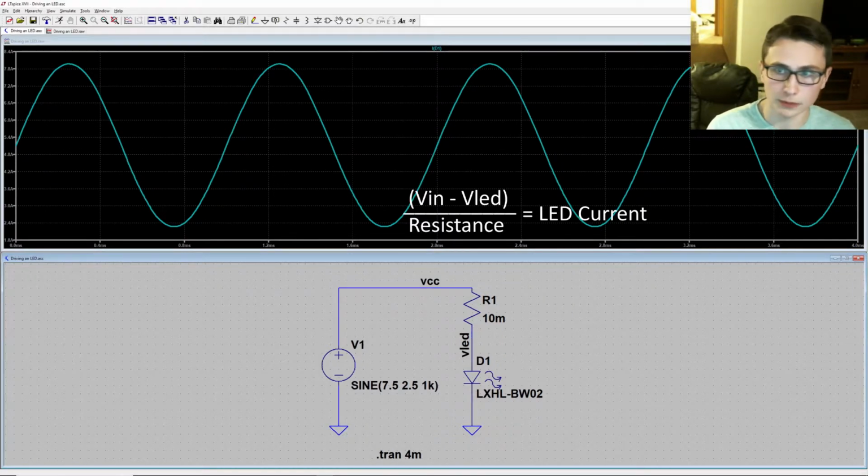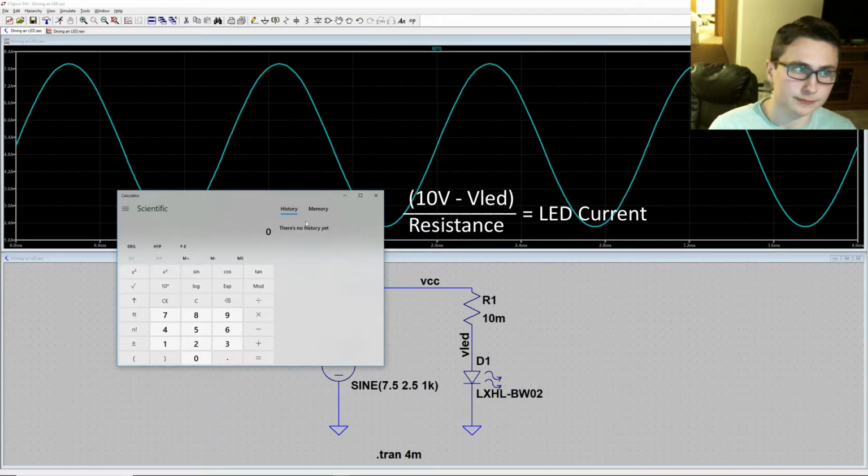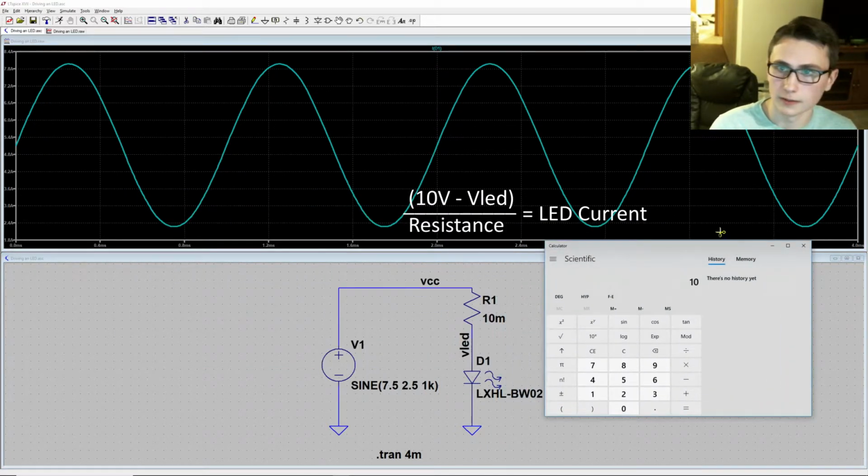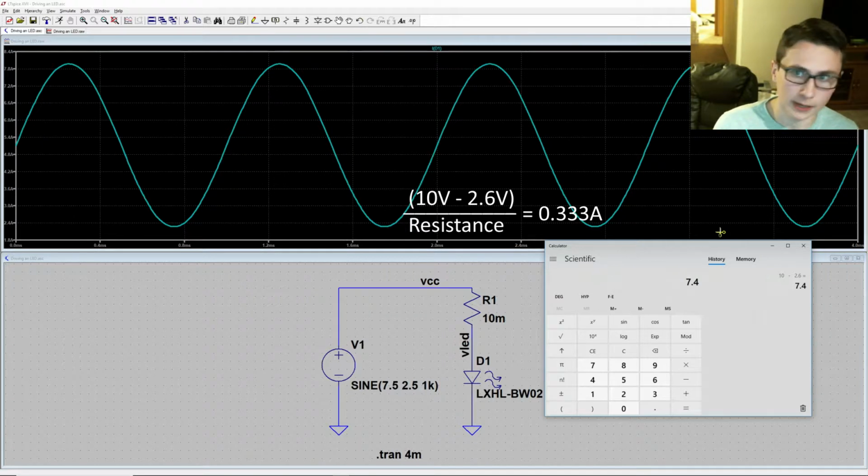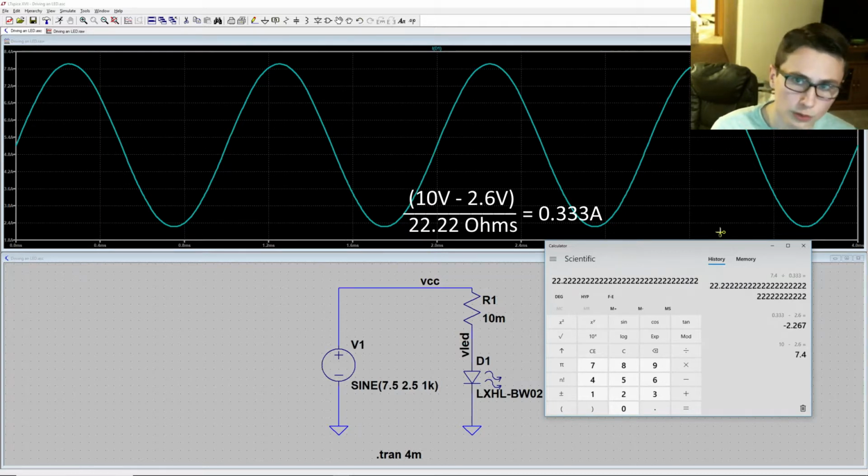Let's take our peak input voltage, 10 volts, and subtract the LED forward voltage, which we've just measured in our simulation is approximately 2.6 volts. This leaves 7.4 volts that will be dropped across the current limiting resistor. If we desire 333 milliamps of current flowing through the LED at maximum, which leaves some room for derating on the 350 milliamp rating of this LED, we should divide 7.4 volts by 0.333 amps to get our result of 22.22 ohms. Let's call that 22 ohms.